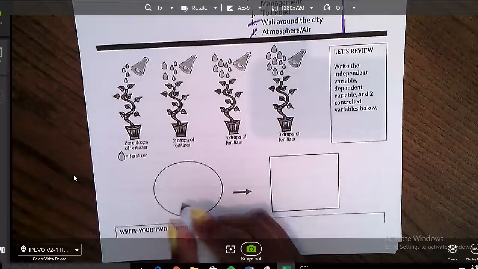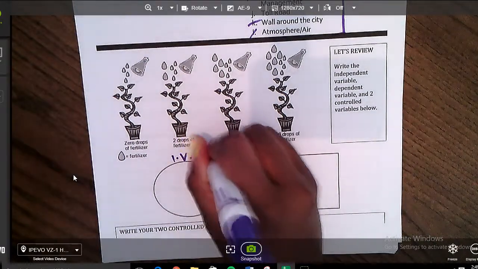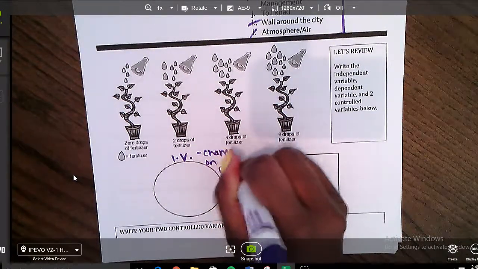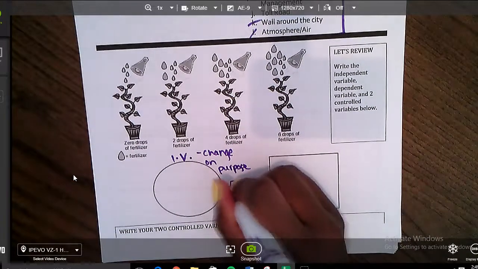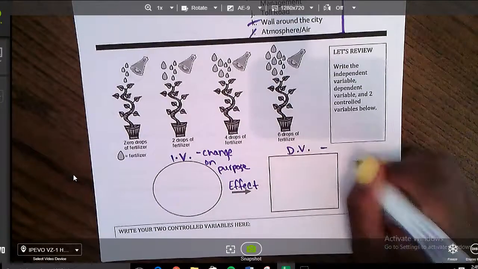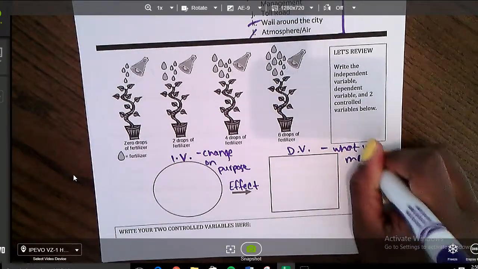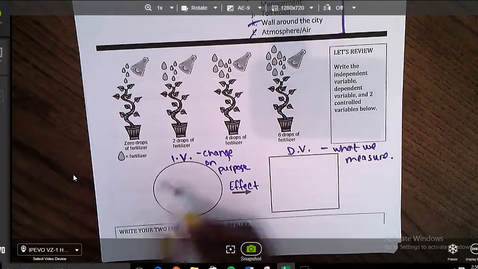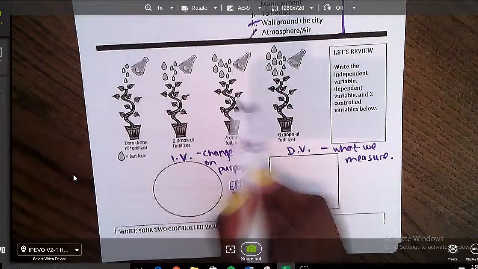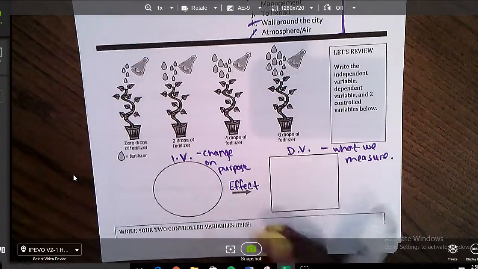What we need to do first, we have our circle and square. We know that the circle is always our independent variable. This is what we changed on purpose. Go ahead and fill that in. And the square, or the effect of the experiment, is the dependent variable. And this is what we measure. So the independent variable is what we change on purpose. What you need to do is actually look over this experiment right now and take a look. What is the thing that the scientists changed?